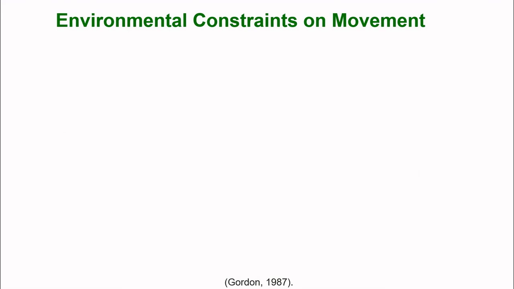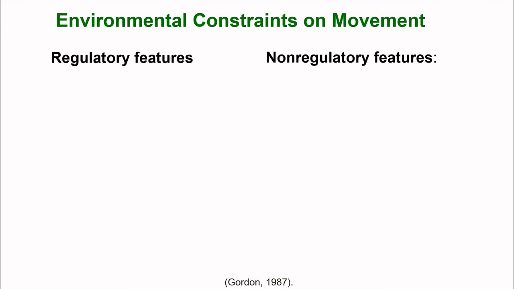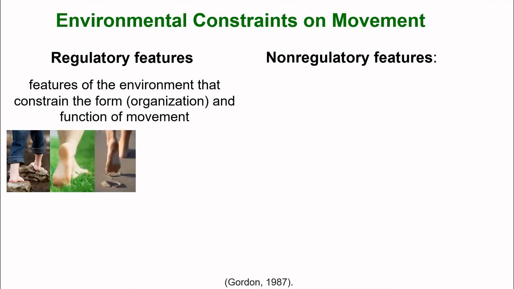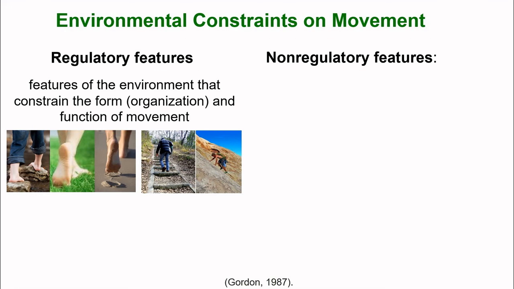Environmental constraints on movement can be split into regulatory features and non-regulatory features. Regulatory features are those features of the environment that constrain the form and function of movement. Here we see different ground surfaces that affect how the foot must act to support walking. Here we see different inclined surfaces that place different demands on how the body can be postured in order to ascend these slopes.